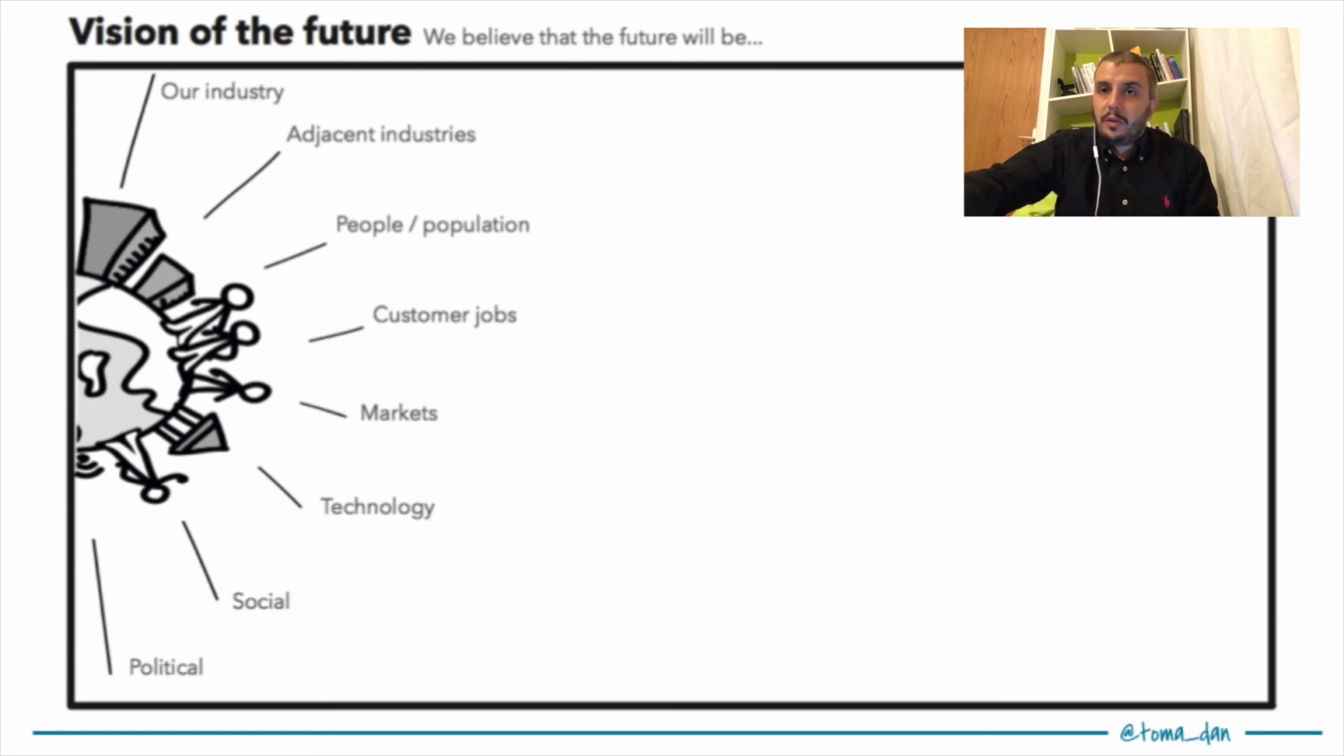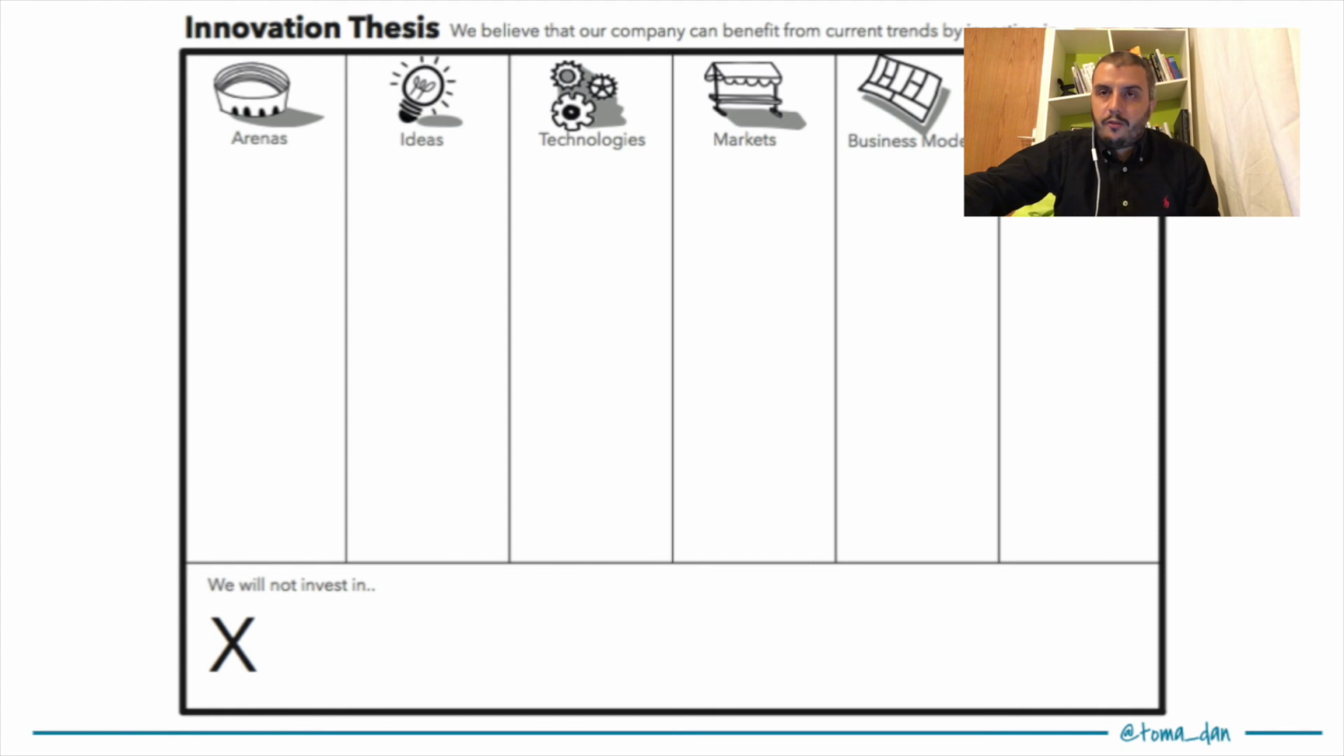Also think about some political factors. Do you think the political situation in your country or worldwide is going to affect your company's existence? What are some things that you might see appearing on the horizon in the future when it comes to political factors, and how will this impact your company's business model? After you're done with that, focus on the thesis itself.